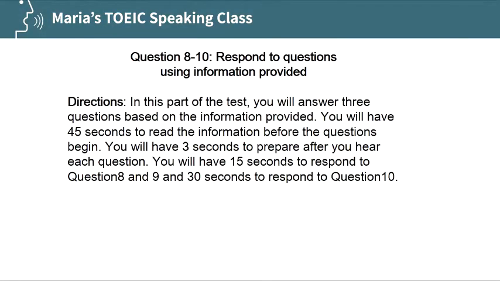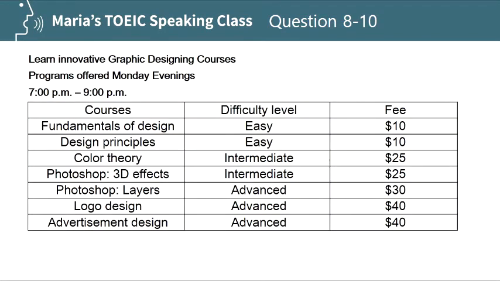Maria's TOEIC speaking class. Part 4. Directions. In this part of the test, you will answer 3 questions based on the information provided. You will have 45 seconds to read the information before the questions begin. You will have 3 seconds to prepare after you hear each question. You will have 15 seconds to respond to question 8 and 9, and 30 seconds to respond to question 10. Begin preparing now.